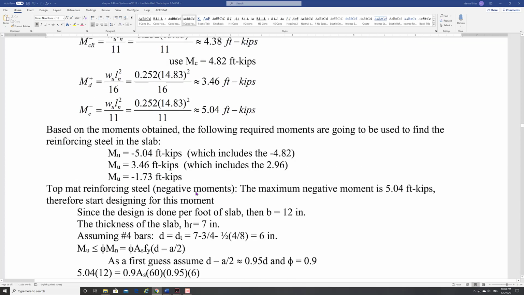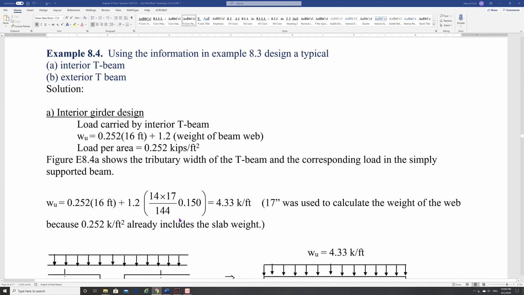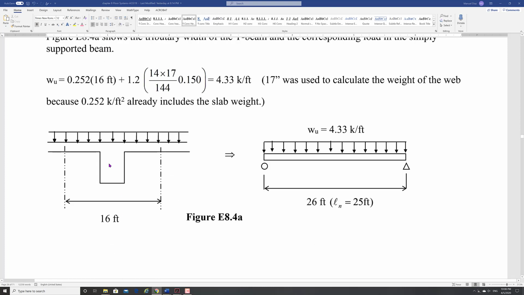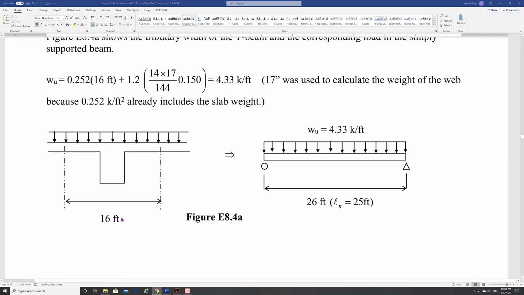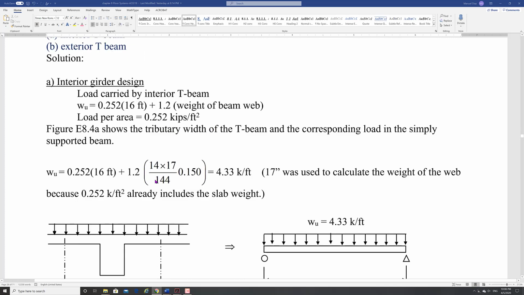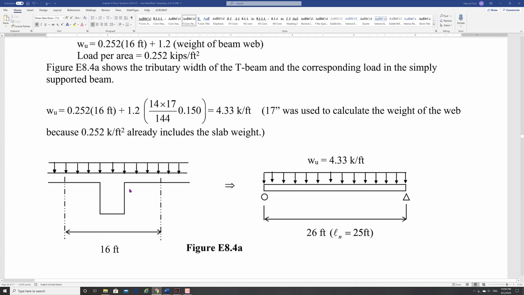Okay? So that's what the example shows here now, that for the interior beam, you're going to multiply by the tributary width to come up with the effect of this pressure into the beam, right? So we have that pressure multiplied by 16, which is the tributary width of the beam, right? And you still need to add the weight of the beam web, right? Because we didn't have that. So we need to add that portion of the web here. And we know how to do that.